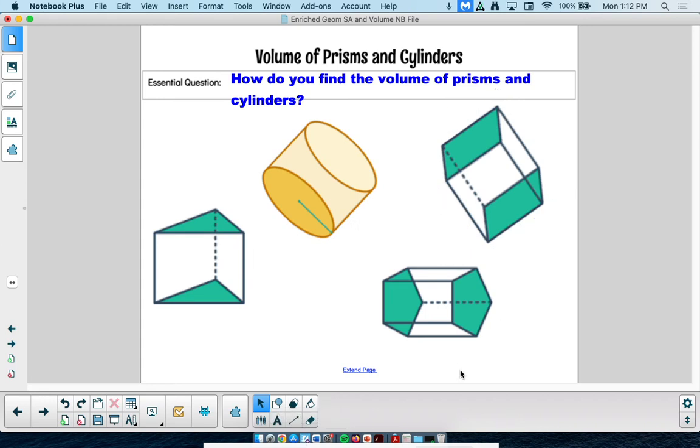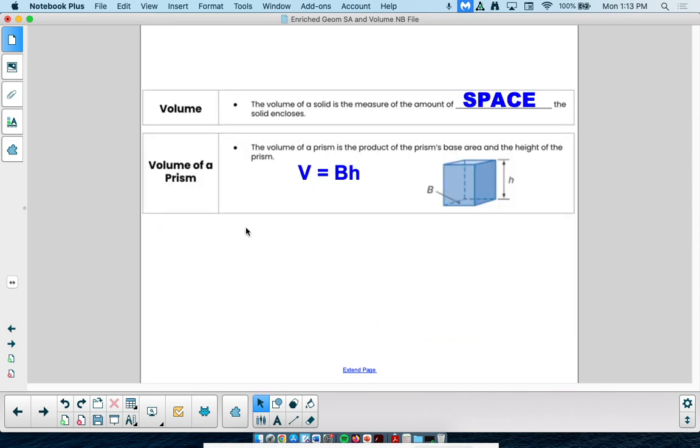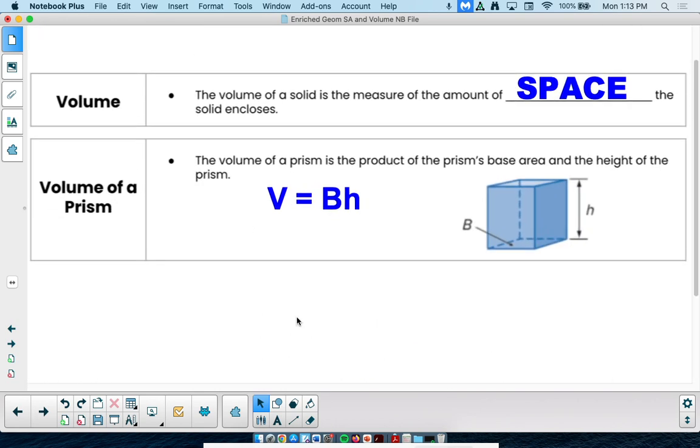Okay, what's volume, you guys? Do you have a guess what volume is? Length times width times height, if you're talking about a rectangular prism. Oh, like the amount of stuff in the space. Yes, the amount of space inside a solid.